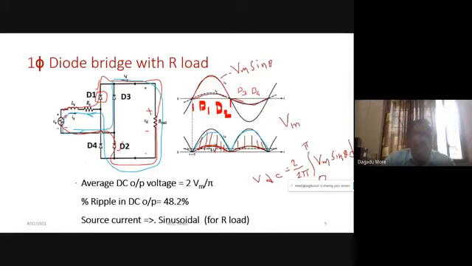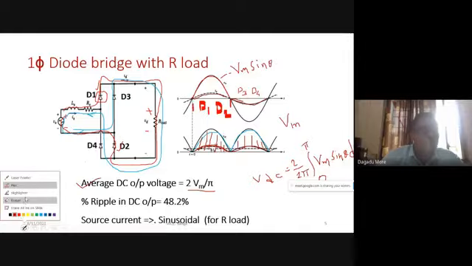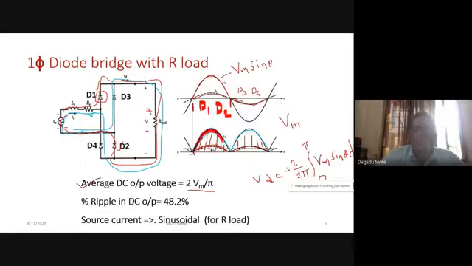And so you know the average voltage will be twice Vm by pi. You know the procedure to find out the ripple in the output voltage. So how do we find out the ripple in the output voltage? This is our wave shape for the DC output voltage. Is it right? This is our output voltage waveform.